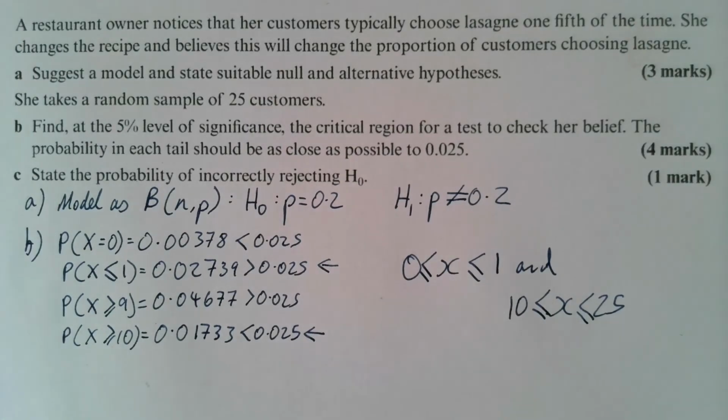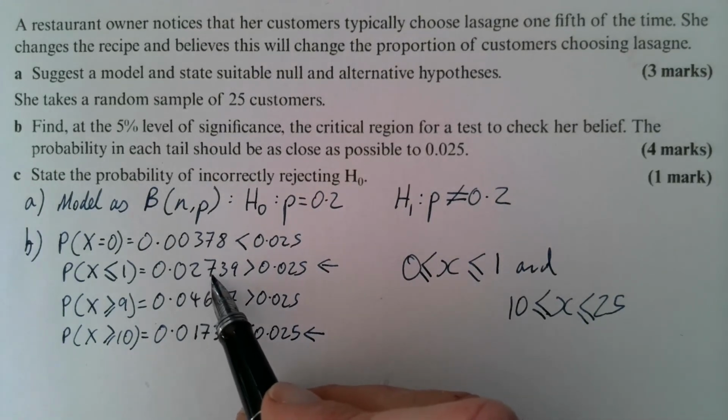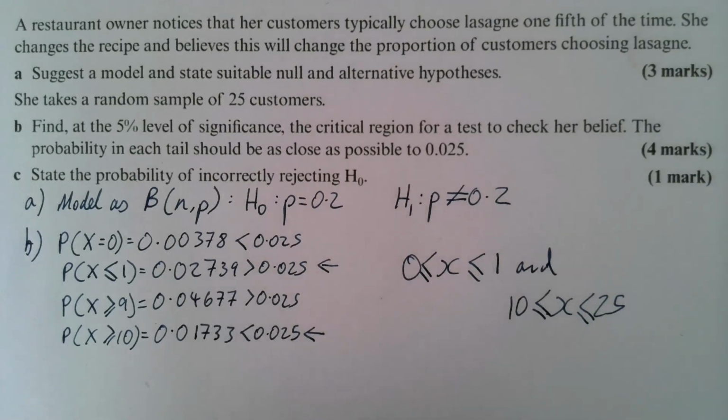Now if you wanted to, you could put a not or equals to at that point there and put a 9 instead, couldn't you? Or you could just put x is less than 2 instead of or equal to 1. Anyway, the probability of incorrectly rejecting it would be these two probabilities added together. So if you add 2.739% and 1.733%, then I think you should be right in saying that that should give you 4.47%.